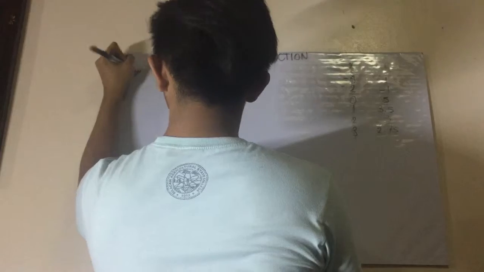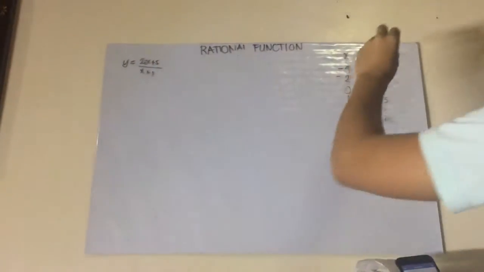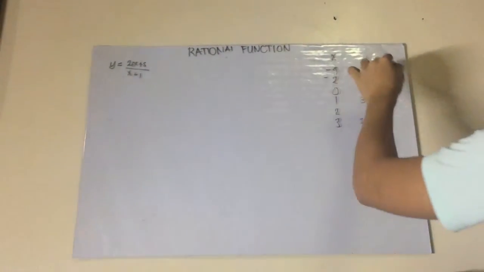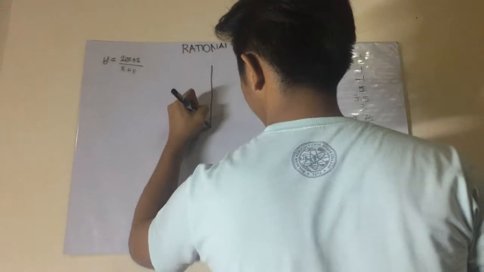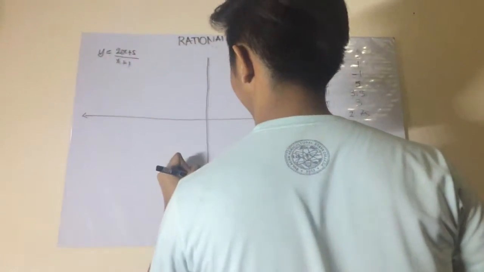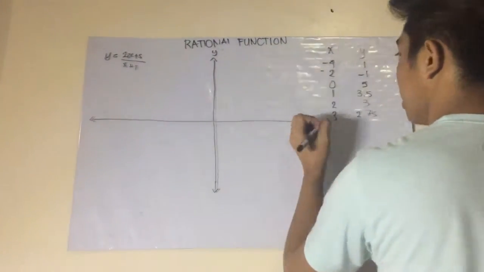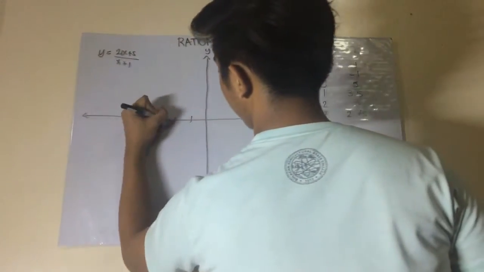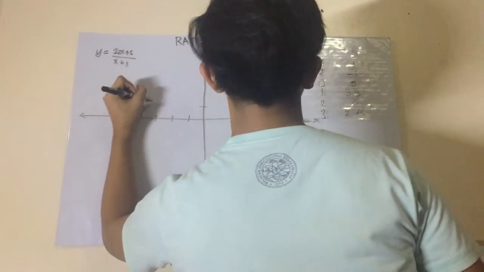Then, y is equals to 2x plus 5 all over x plus 1. So, makukuha natin yung value ng y kasi nag-assume lang tayo ng value ng x. Then, isa-substitute lang natin siya. So, makukuha natin yung mga values na to. Then, igagraph na natin siya. Again, this is y and x. So, unang value is x negative 4. Then, y is positive 1. So, ito siya.